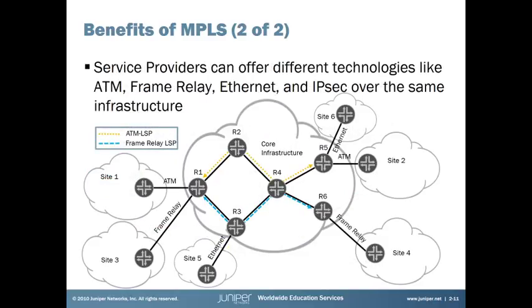So here's another benefit of MPLS. Service providers can offer different technologies like ATM, frame relay, Ethernet, IPsec over the same infrastructure. So they don't have to go and get something different. If they've already got ATM, which many of them have, they can still offer it, but integrate it with MPLS inside their core infrastructure. I will say though that things like ATM and frame relay are definitely on the way out. No one's replacing that gear. It gets to the end of life, that's it, it's gone.